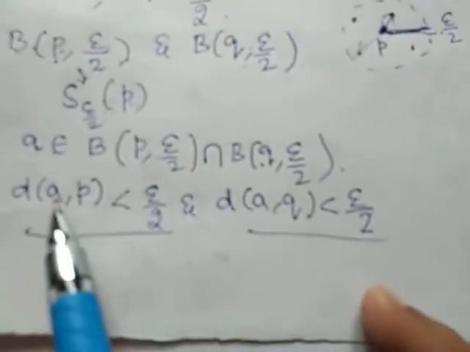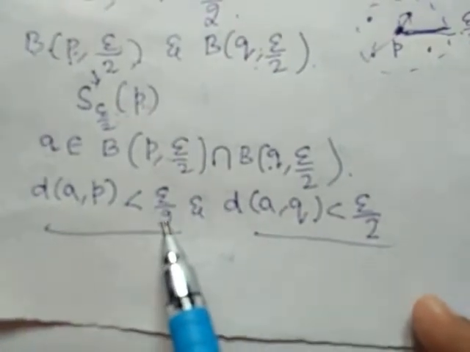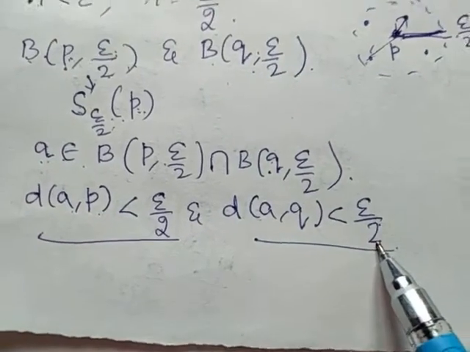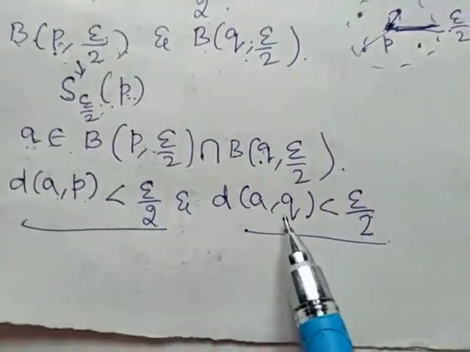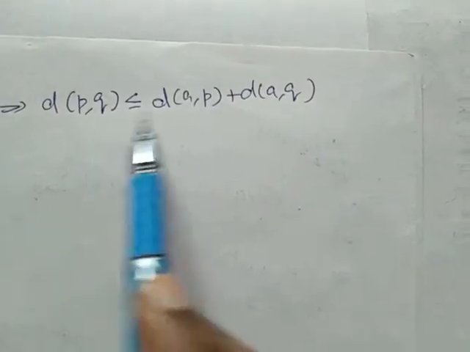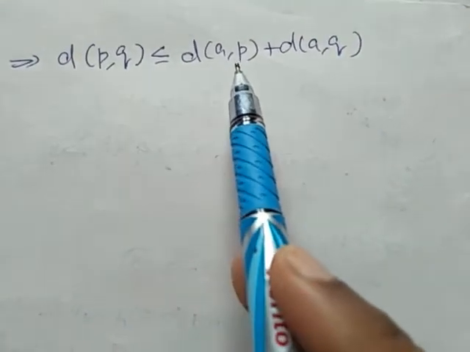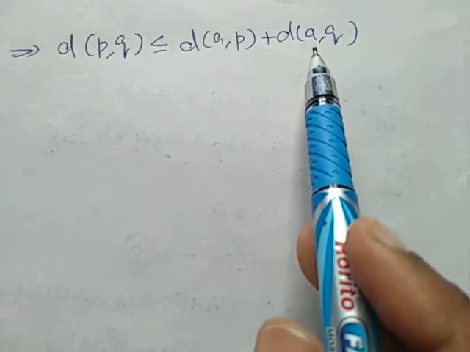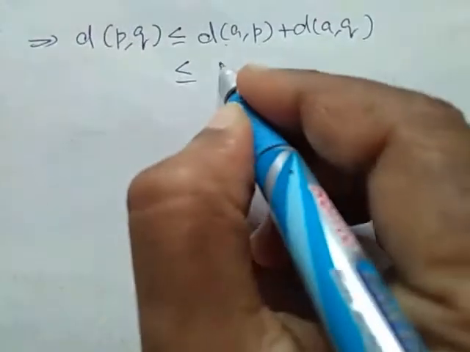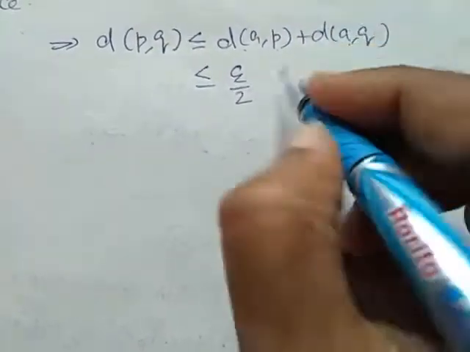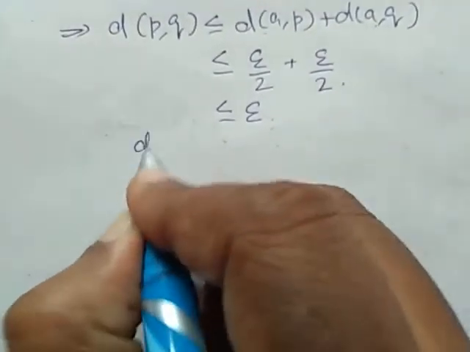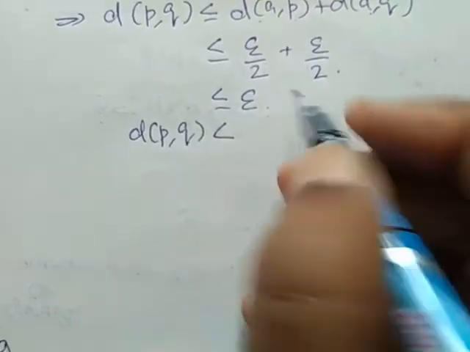So here, the distance between A and P is less than epsilon by 2. Similarly, the distance between A and Q is also less than epsilon by 2. Therefore, obviously the distance between P and Q should be less than the sum of these. So d(P, Q) is less than or equal to d(A, P) plus d(A, Q). This implies, so what is the distance between A and P? Less than epsilon by 2. Similarly, this is also less than epsilon by 2. So this is less than or equal to epsilon. So we have the distance between P and Q is less than epsilon.